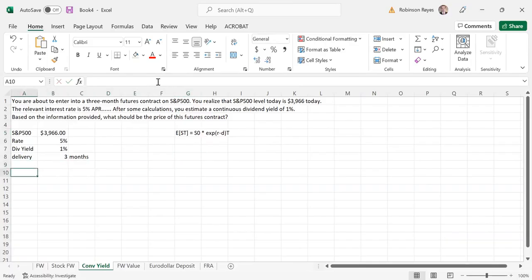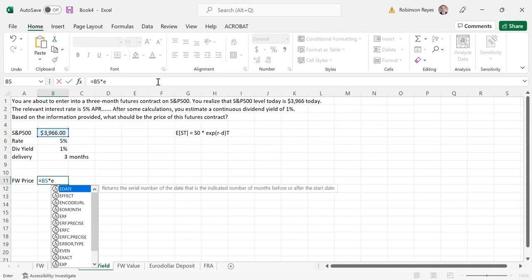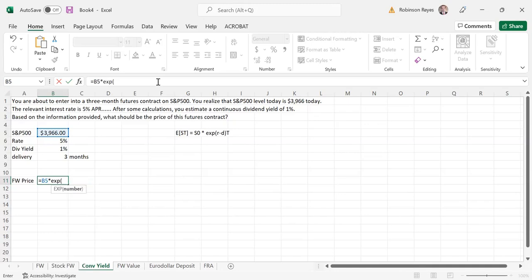Now the way to get the forward price here is to just apply this formula, which becomes straightforward. Spot price multiplied by exponential, and whatever we include in the parenthesis is the exponent of the exponential function. So we just add a couple of things: this 5% minus this 1%.